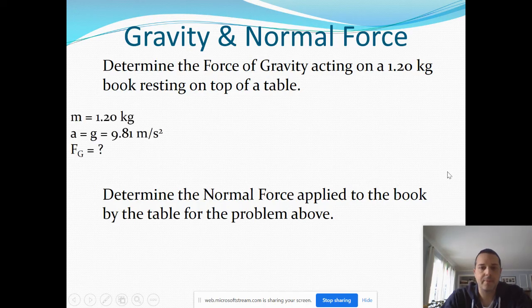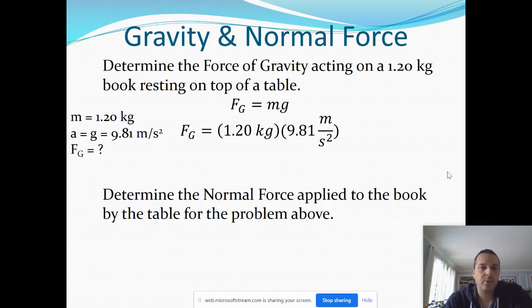When we're doing that, we'll list what we know about the problem. We know its mass, which is 1.2 kilograms, and we know the acceleration, which is due to gravity, is 9.81 meters per second squared, and that's acting in the downward direction towards the center of Earth. And we have to find what the force of gravity is initially. And to do that, we're going to use the equation force equals mass times acceleration, with acceleration in this case being acceleration due to gravity. And when we multiply the mass of the book, 1.2 kilograms, by the acceleration due to gravity, we find that it has a gravitational force of 11.8 newtons.